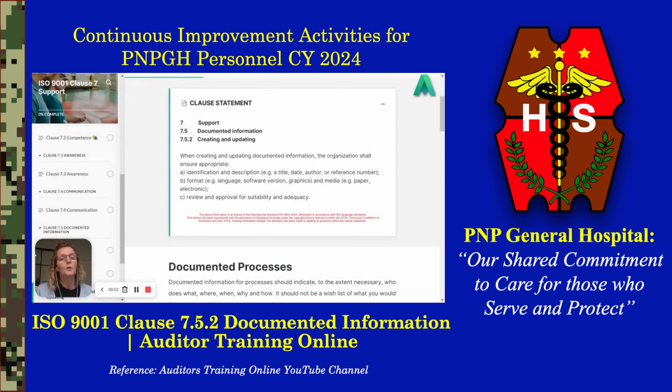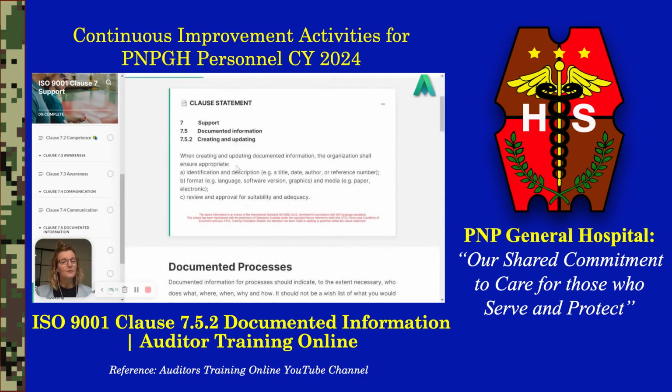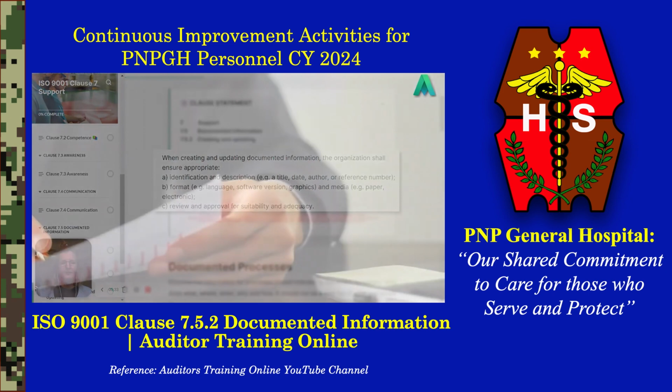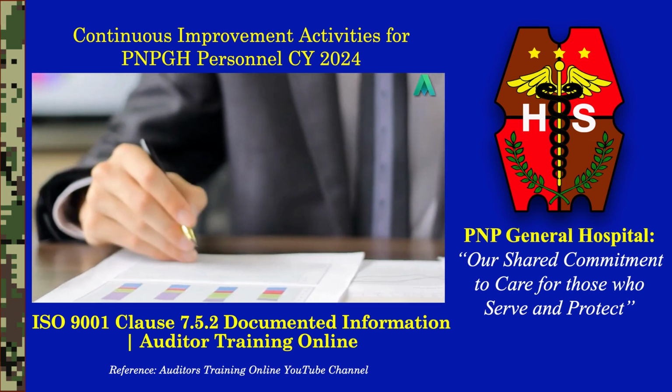Today I'm going to cover clause 7.5.2, creating and updating. This creating and updating is all about documented information. Okay, so the clause states, and remember I'm covering ISO 9001, when creating and updating documented information, the organisation shall ensure appropriate A, identification and description. Now, there are some examples in the brackets there: a title, date, author, or reference number.